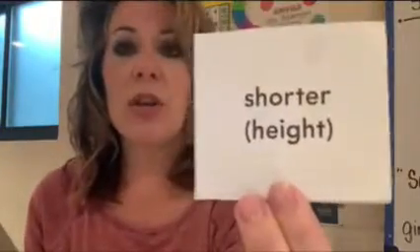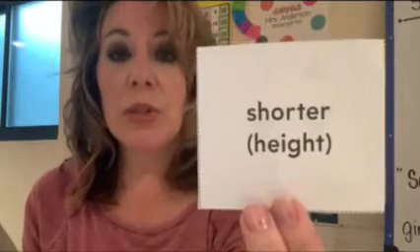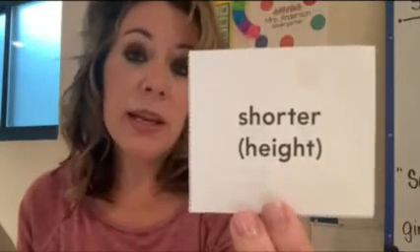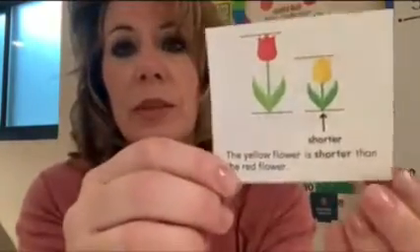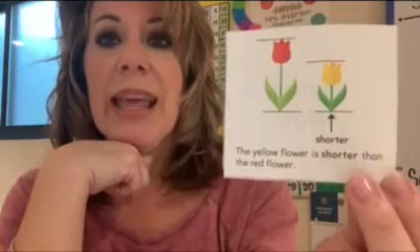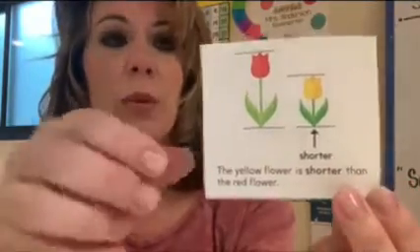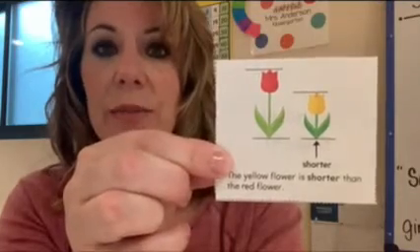Next one, let's take a look at shorter. Find the word that starts with shorter. Shorter. And that's what we're talking about, height. A minute ago, we talked about height and what height means. So when we say something is shorter, let's turn it around to see what it says. It says, the yellow flower is shorter than the red flower. And we can see that, can't we? We can see that it's shorter.